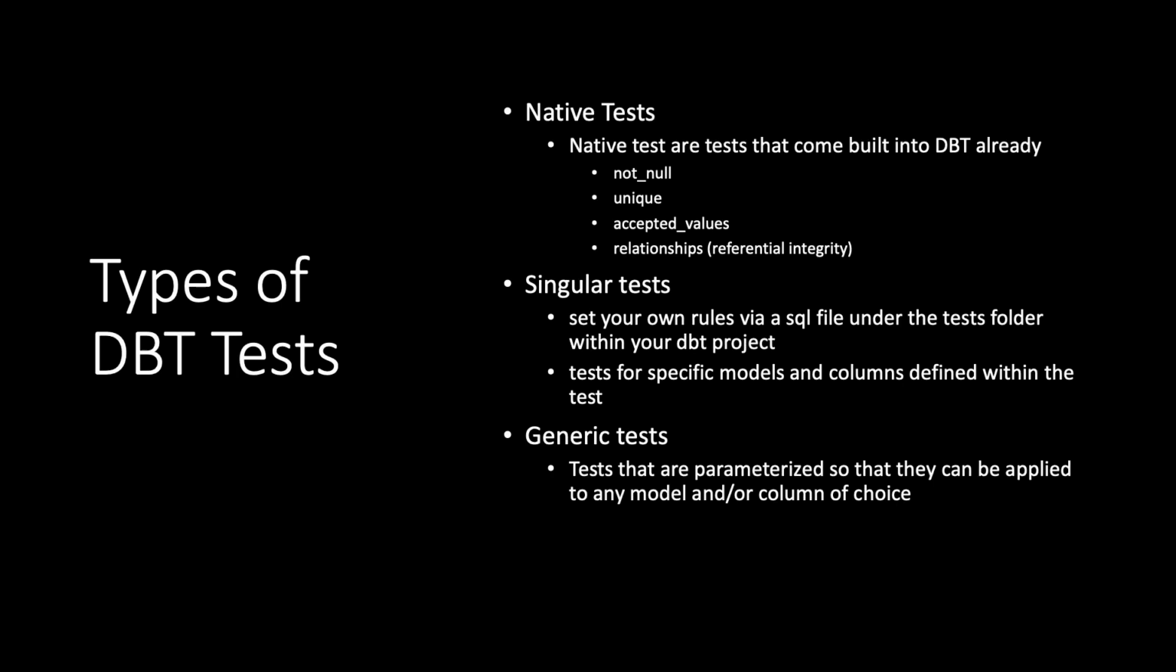There are a few different types of tests within DBT. The first are native tests. Those are not null, unique, accepted values, and relationships. These tests come built into DBT already, and we just explained the unique one in the previous slide actually. There are also singular tests.